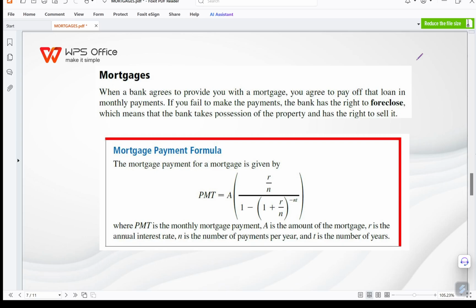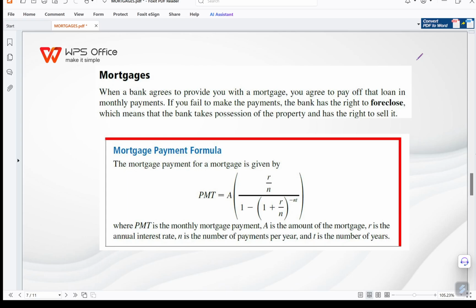Okay, next, mortgages. When a bank agrees to provide you with a mortgage, a loan, you agree to pay off that loan in monthly payments. If you fail to make the payments, the bank has the right to foreclose, which means that the bank takes possession of the property and has the right to sell it.